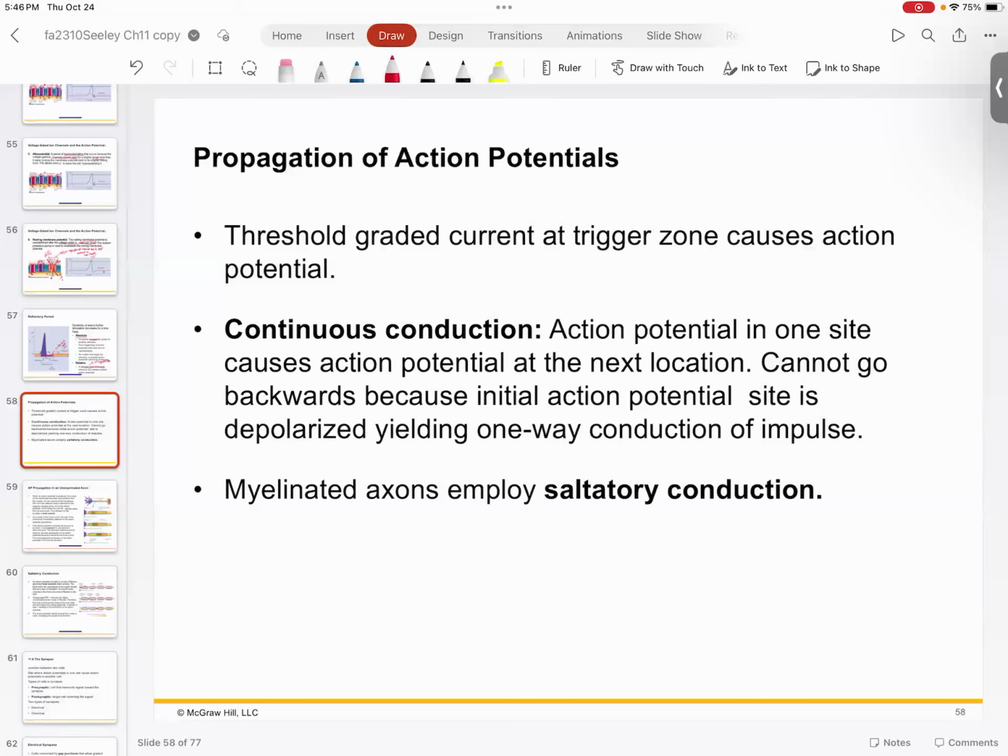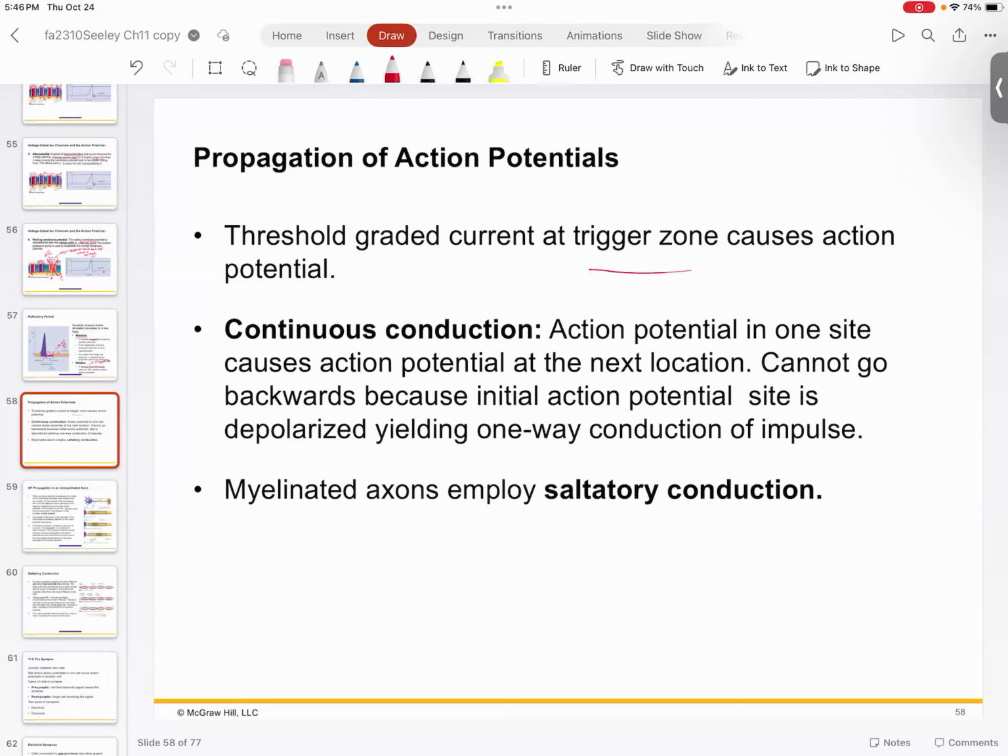So now that we've generated an action potential, let's go ahead and take a look at some potential strategies for propagation. So first of all, the important thing to understand is that the graded potential sums up to an action potential at the trigger zone, and that's going to cause the action potential. Now, generally speaking, we have 2 different forms of conduction.